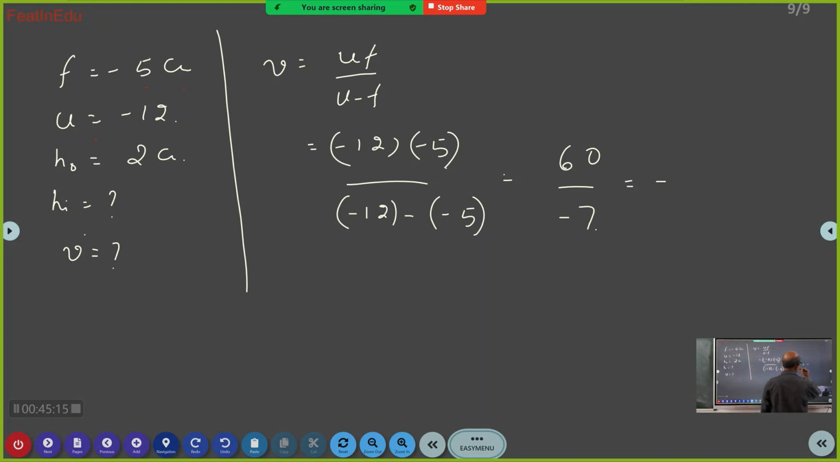7 8s are 56, remainder 4, 40, 7 5s are 35. Approximately 8.5 centimeters. So you get v is equal to minus 8.5 centimeters. That means the image is in front of the mirror at a distance of 8.5 centimeters. See, 8.5 is between F and C. C is 10 centimeters because focal length is 5. Did you get it?